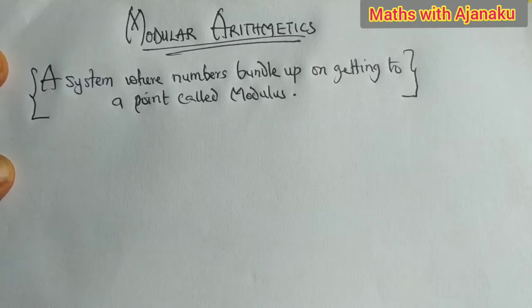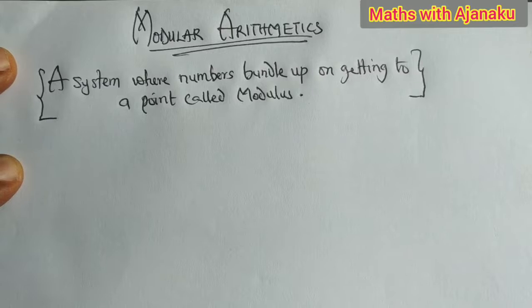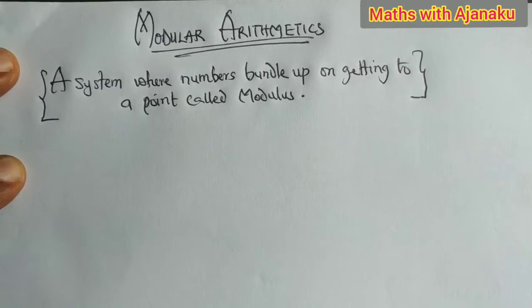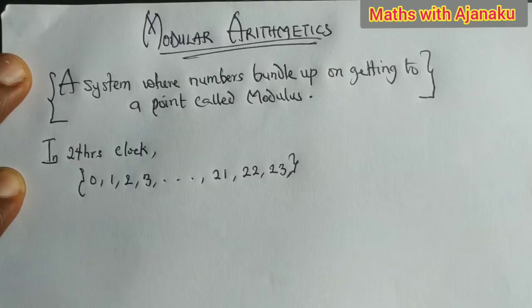Good day everyone, today we shall be discussing modular arithmetic, a system where numbers bundle up on getting to a point called the modulus. A very good way to understand this topic is to visualize a 24-hour digital clock. If you were to read from this clock, you would read in hours.